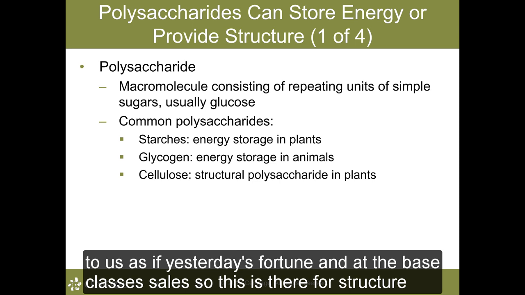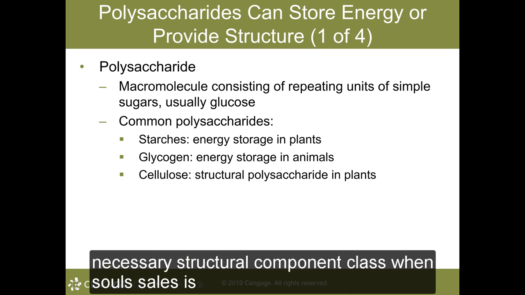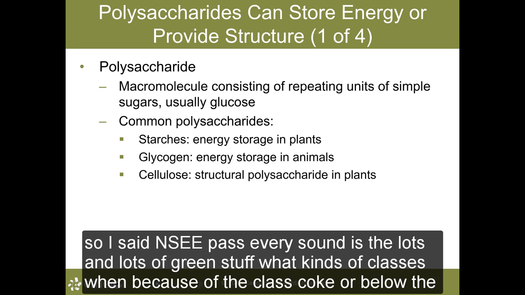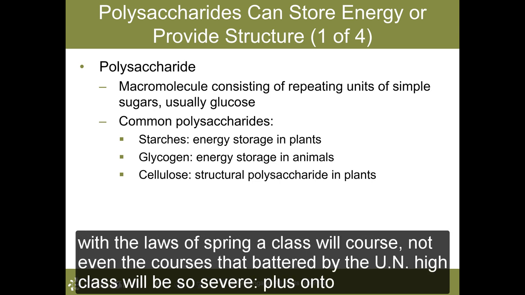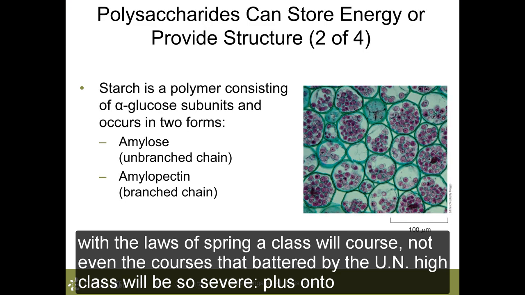Next class is cellulose. So this is there for structure. Yes, it's a structural component of plant cell walls, cellulose is. So I say again, as we eat, I said we, salad. Yes, we're eating lots and lots of green stuff. Well, that green stuff, class, is green because of the pigment called chlorophyll. But what makes up the cell walls, of course, is cellulose. And that's why, class, when you eat greens, when you eat kale, when you eat celery, anything that's green, it will, of course, come right out of you because it's that dietary fiber that you and I both need. So from here, we're moving on to what is next.